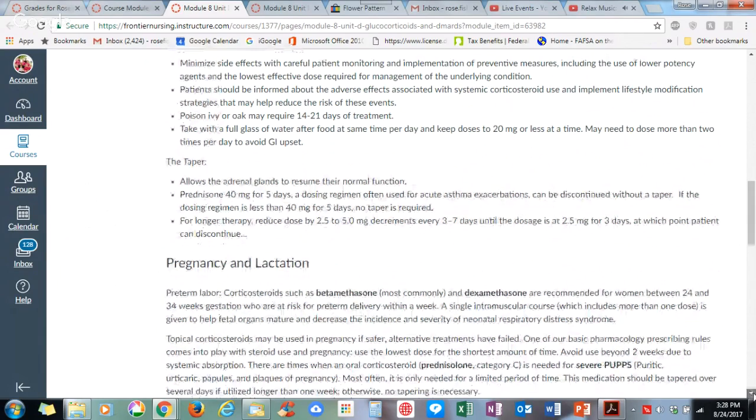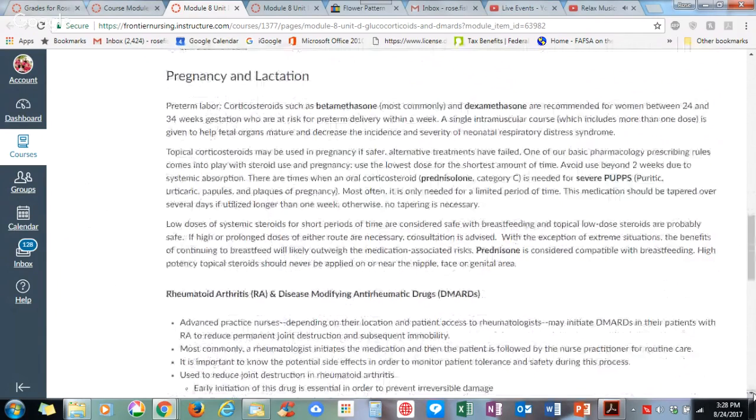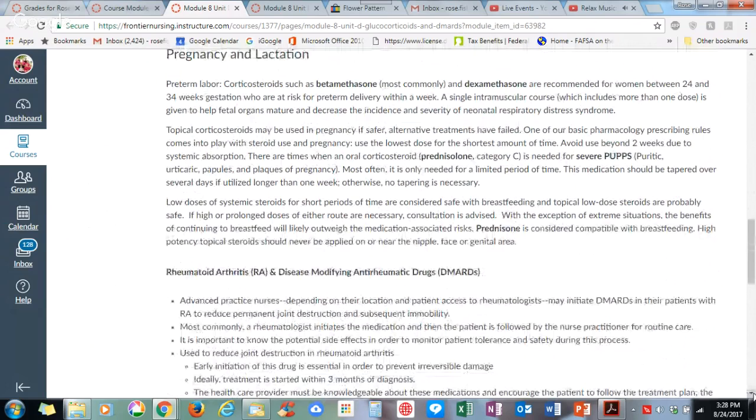Pregnancy and lactation, preterm labor: corticosteroids such as betamethasone and dexamethasone are recommended for women between 24 and 34 weeks gestation who are at risk for preterm delivery within a week. A single intramuscular course, which includes more than one dose, is given to help fetal organs mature and decrease the incidence and severity of neonatal respiratory distress syndrome.